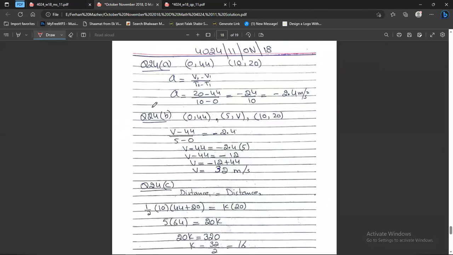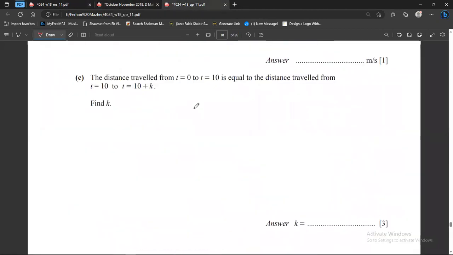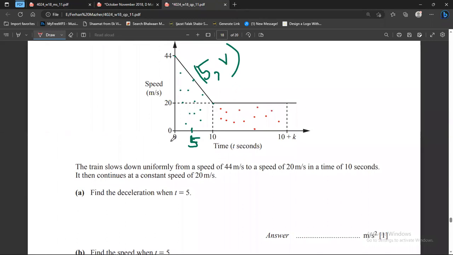This is question number 24. The whole question is showing up. Why is this k? This value is 5. This is 44. This is 20. This is 20. But how much is this? This is 10 plus k minus 10. So this length will be how much? This length will be k. That's why the area was k multiplied by 20.